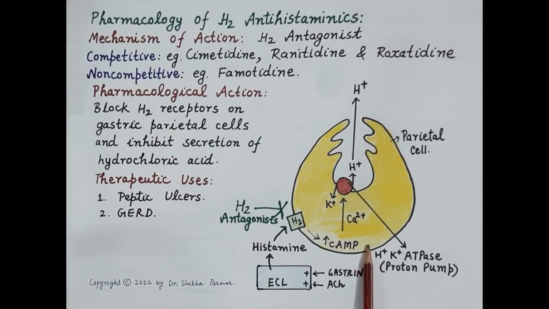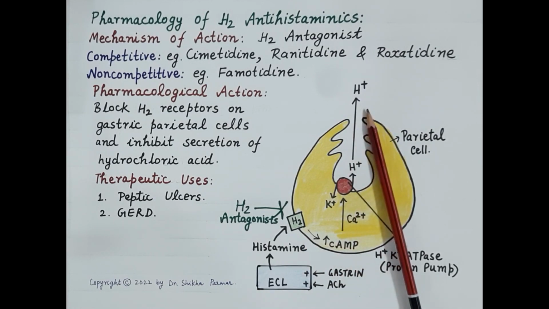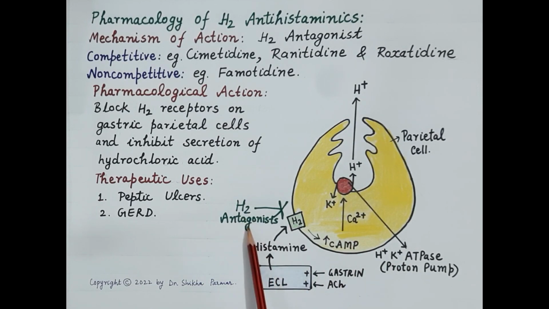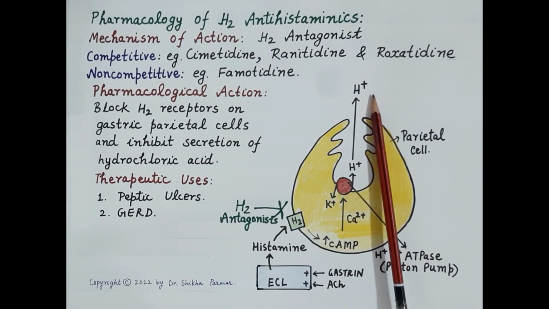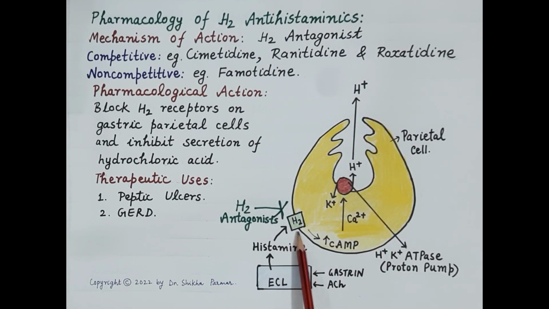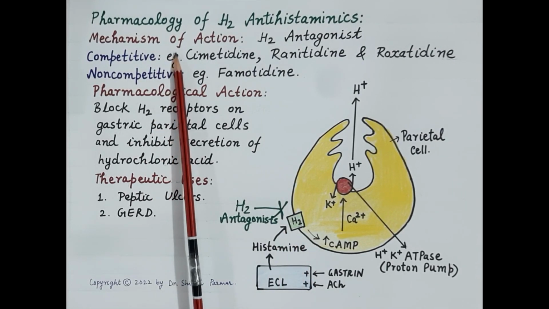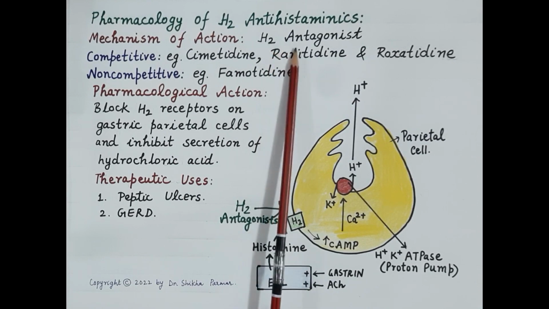Now, look at this figure of parietal cell. Histamine H2 receptors are located on the gastric parietal cell shown here in yellow color. Stimulation of these H2 receptors mediates secretion of hydrochloric acid by stimulation of the proton pump. H2 antihistaminics block H2 receptors on the parietal cells and inhibit secretion of hydrochloric acid. So, H2 antihistaminics are H2 antagonists.